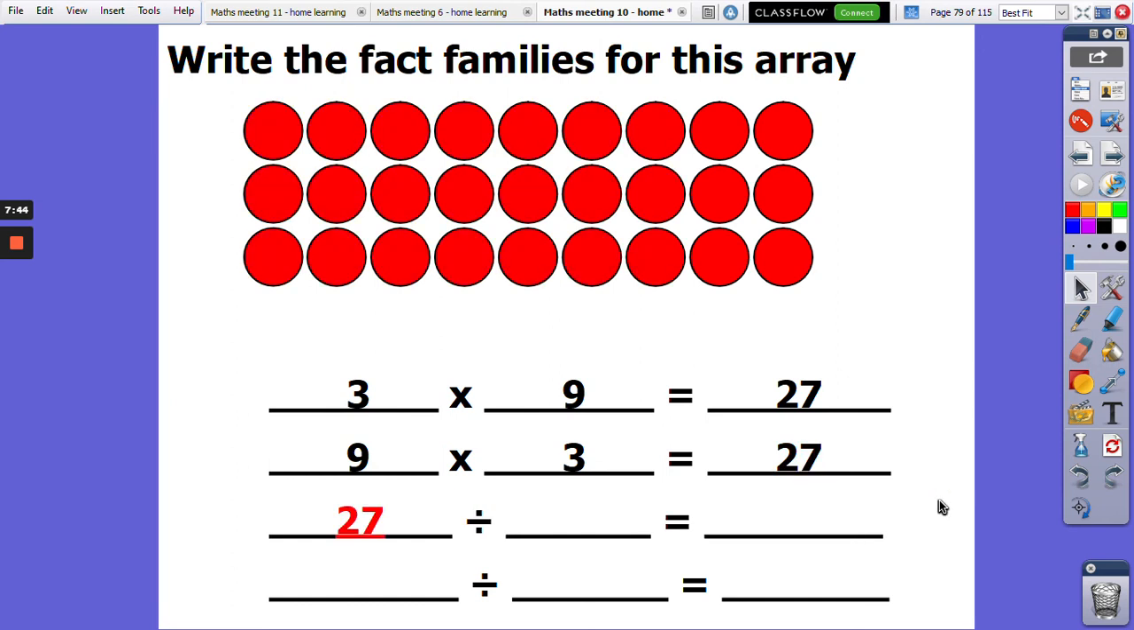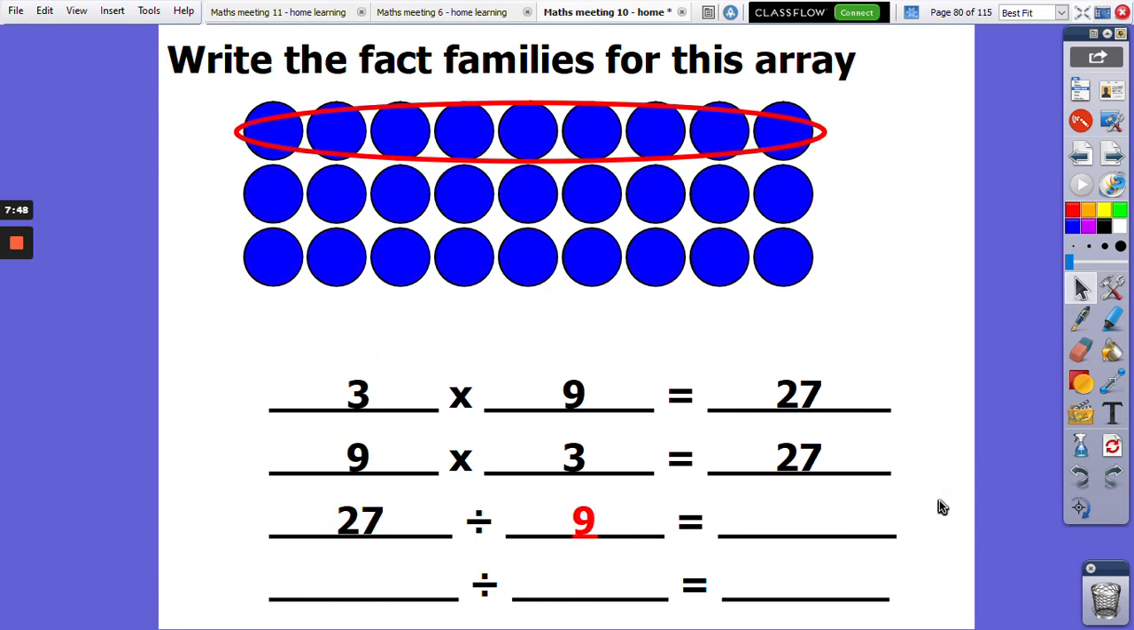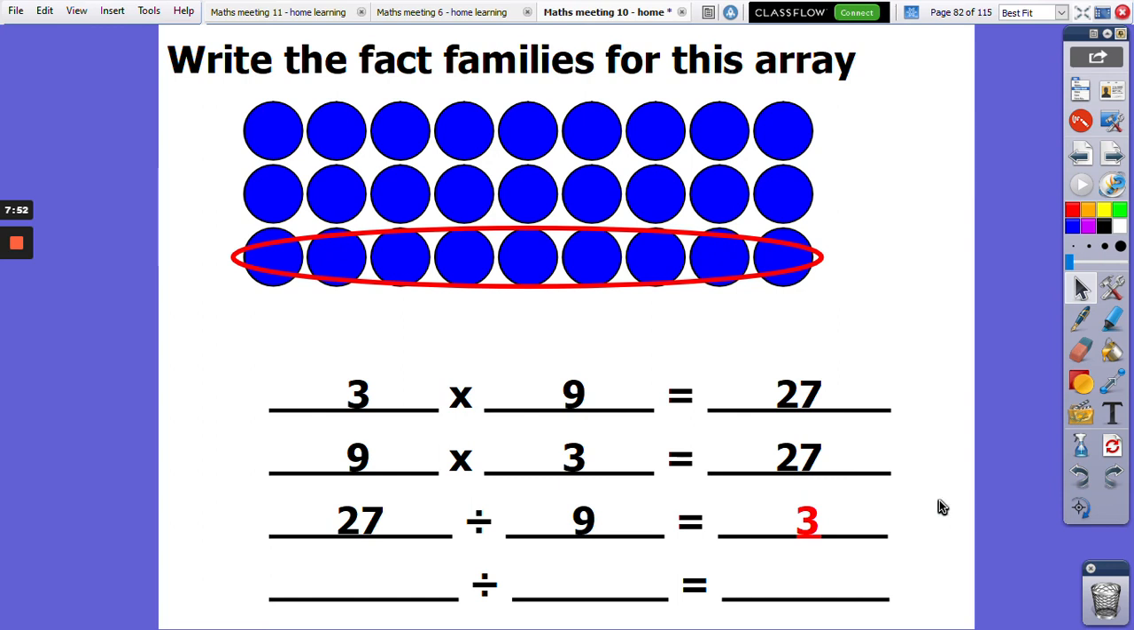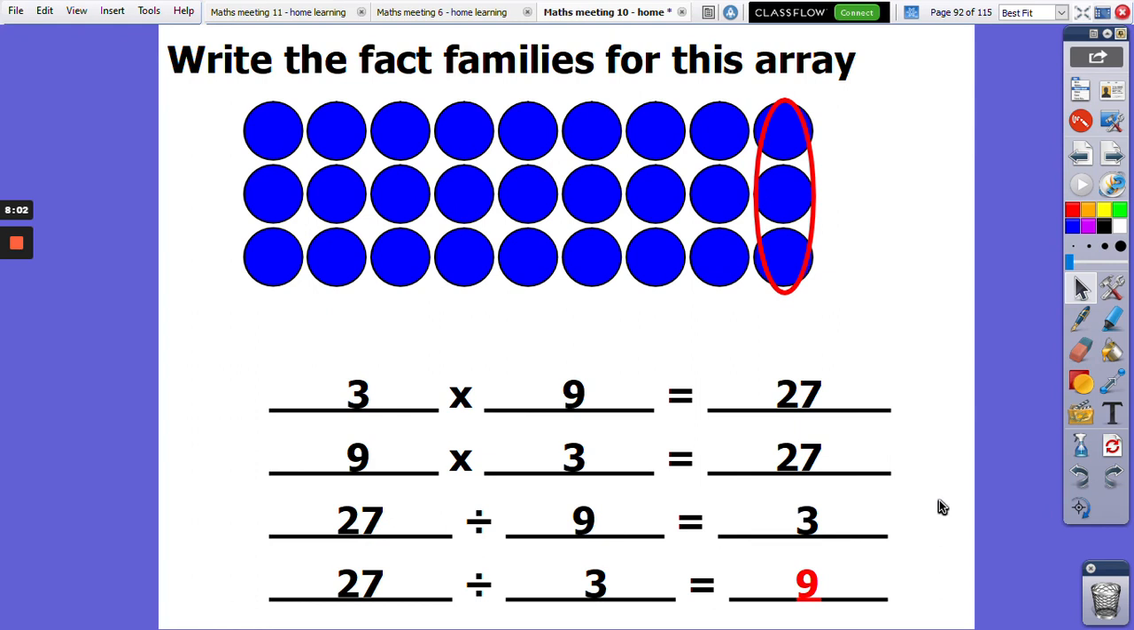What's next? Well, we've got 27 split into groups of 9. How many 9s have we got? We've got 1, 2, 3. Or we've got 27 split into groups of 3. How many 3s have we got? 1, 2, 3, 4, 5, 6, 7, 8, 9. Well done if you've got all of those calculations correct.